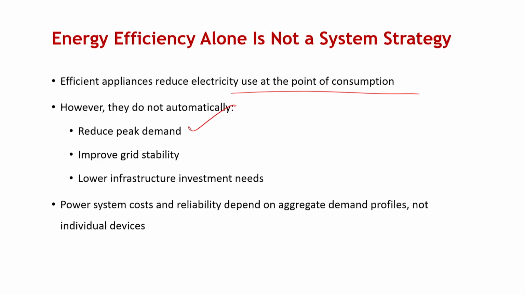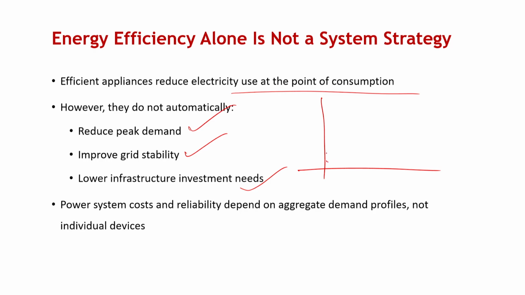What I'll show you in the coming slides is a peak factor, which could determine how effectively you are able to modify or reduce the overall stress on your system. They also do not directly improve grid stability, but let it come on the next slide. Overall, what you need to understand is that it may not lower the overall infrastructure needs either. So power system cost depends upon the aggregated demand profile, not individual device performance.